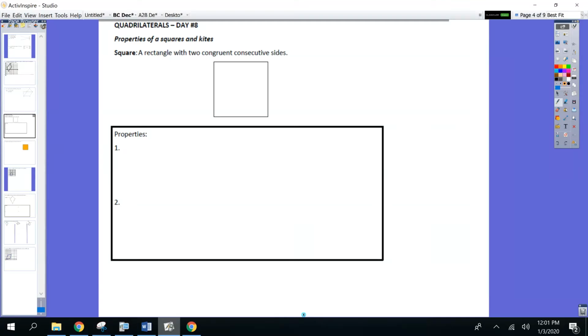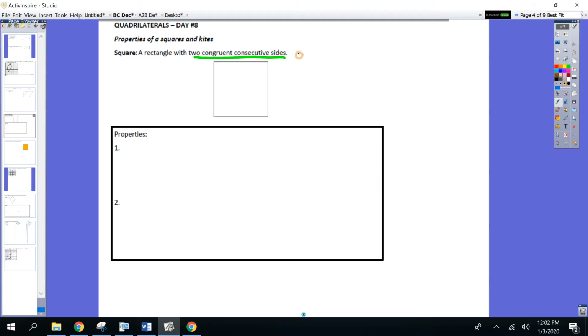Notice my definition of a square. A rectangle with two congruent consecutive sides. Where have we heard that before? Two congruent consecutive sides. Rhombus. Basically, we're taking a rectangle and applying a rhombus property. Okay? Ready to get challenged right off the bat, honors kids.